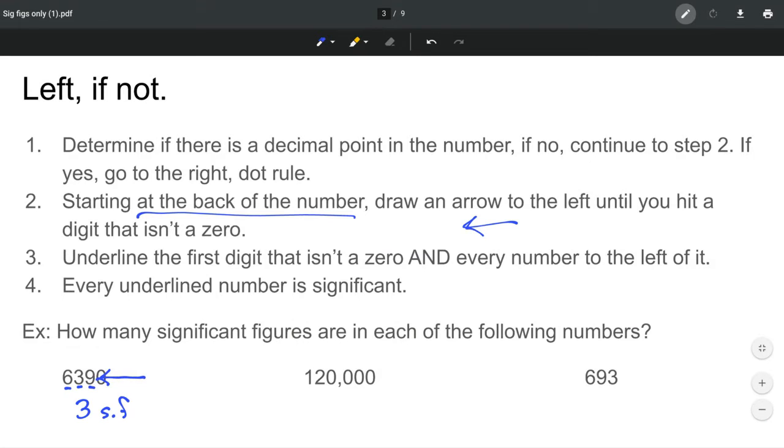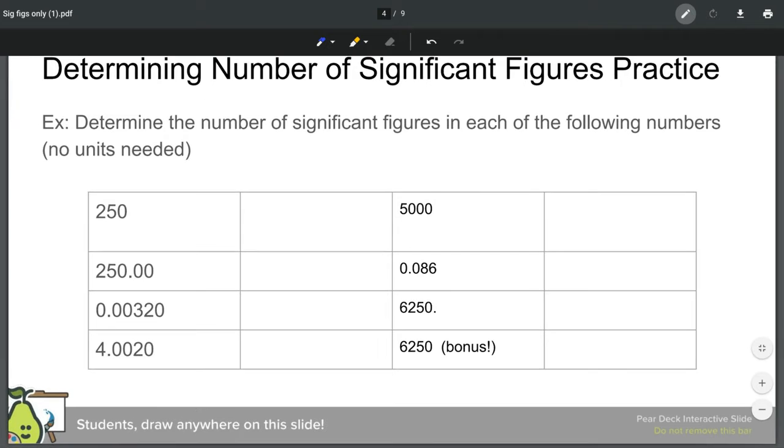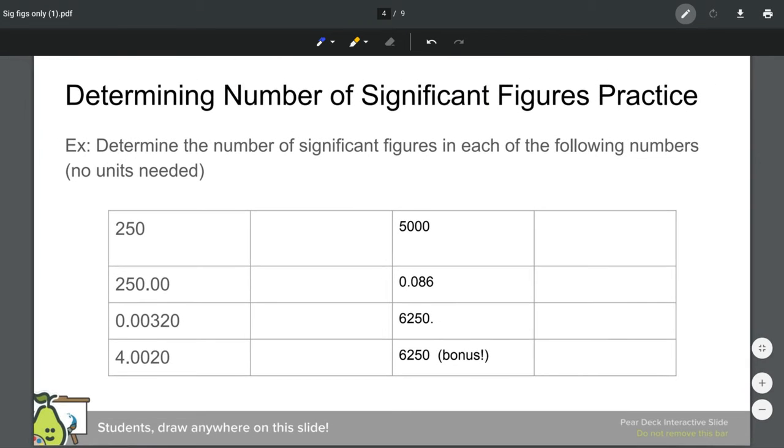In my second one, same thing. There's no decimal point, so I'm reading it starting at the back and reading it to the left. Those are my 2 sig figs. And then the last one, same thing. I have 3 sig figs. The last one's pretty easy because there's no zeros. All right, so that is evaluating how many sig figs are in a number. So I'm going to let you practice this. So why don't you pause the video, write these in your notes, and then pick up the video again when you have them.